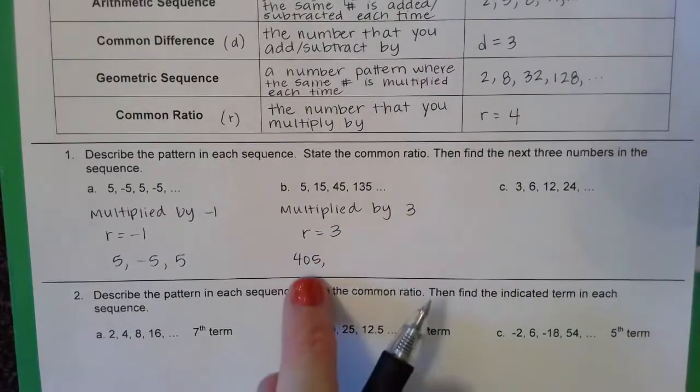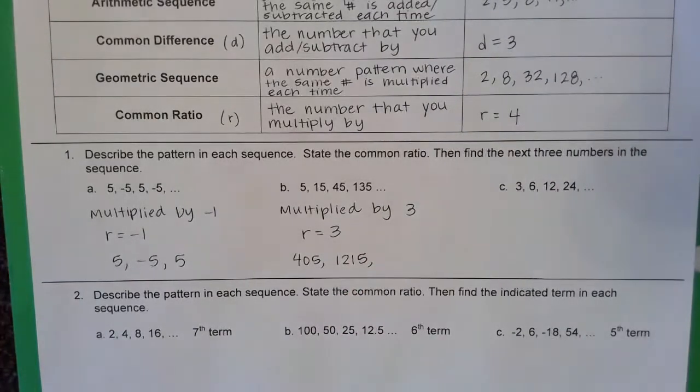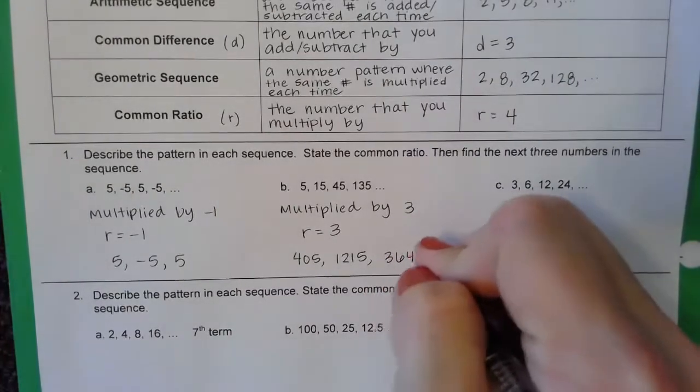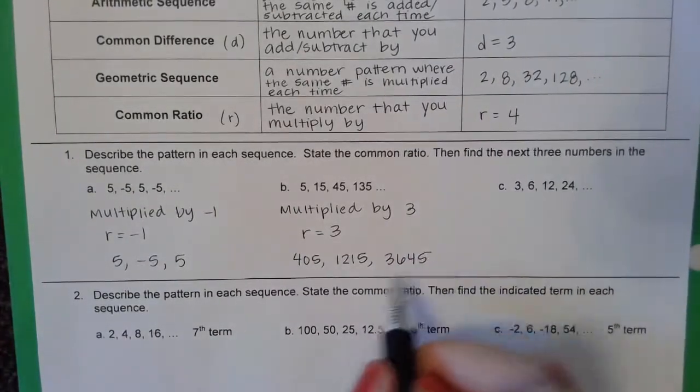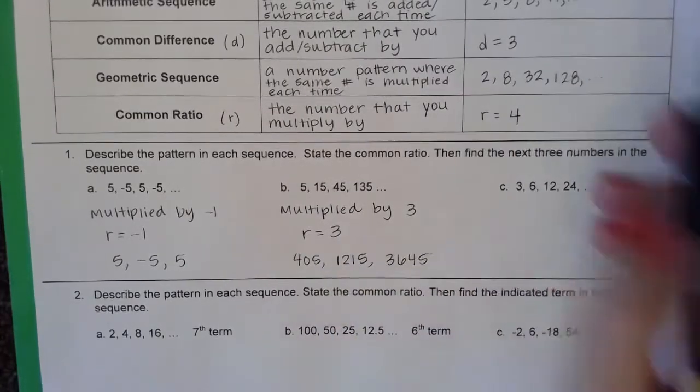And then you would times that number by 3. So the next number after that is going to be 1,215. And then times that number by 3, and you get 3,645. So to get each number in the list, you're multiplying each number before it by the common ratio.